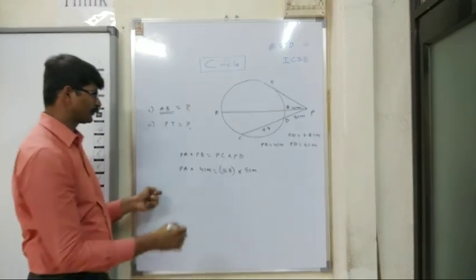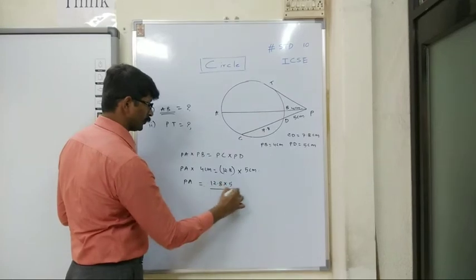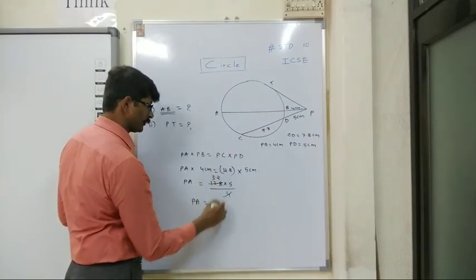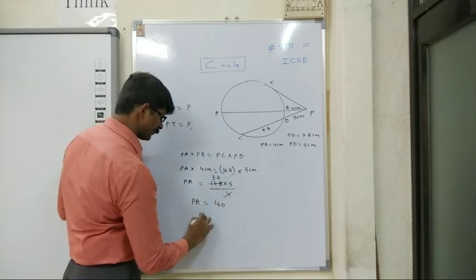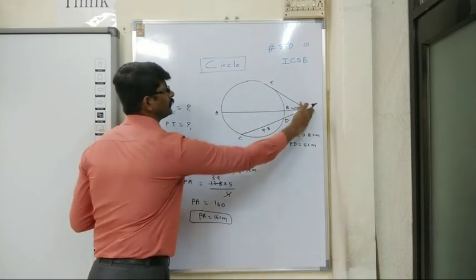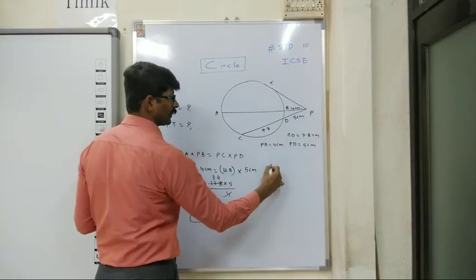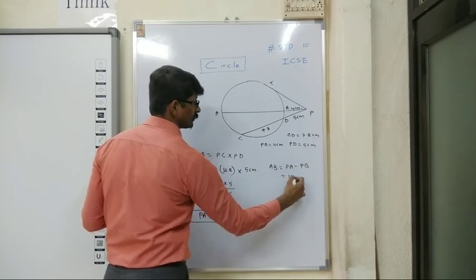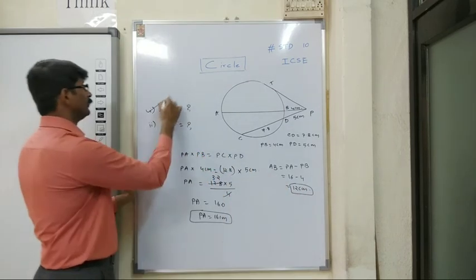Now if you solve this, you will get PA. PA is equal to 12.8 into 5 upon 4. 4 3s are 12 and 2s, so PA is equal to 3.2 into 5, which is 16. So PA is equal to 16 centimeters. The full length PA is 16, and PB is 4. So how are we going to calculate AB? AB is equal to PA minus PB. So PA is 16 minus 4, which is 12 centimeters. So we got AB as 12 centimeters.